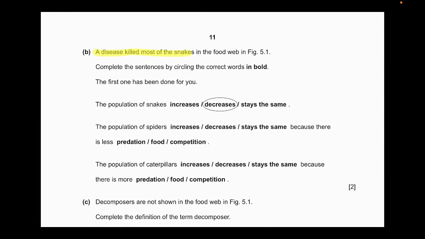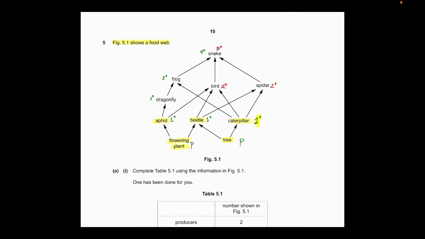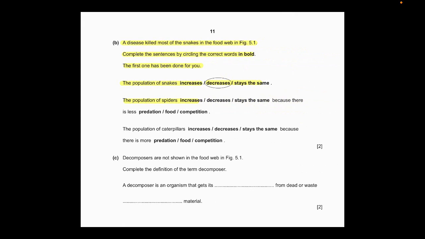A disease killed most of the snakes in the food web in figure 5.1. Complete the sentence by circling the correct word in bold. The first one has been done for you. The population of snake decreases. All right. The population of spider. So if the population of snake decreases, spiders' population should definitely increase. So the population of spider increases definitely because there are fewer predators, so less predation on them.